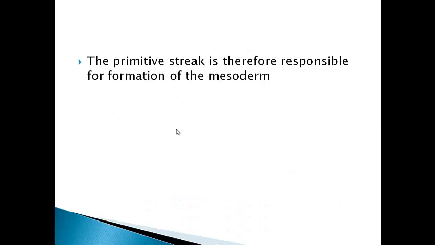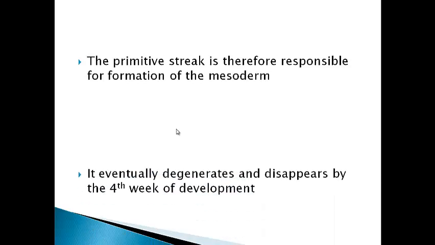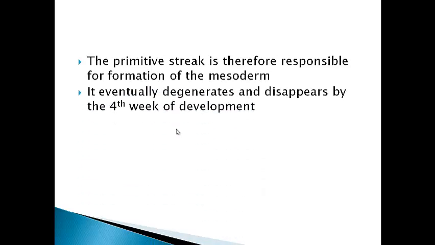So the primitive streak is therefore responsible for the formation of the mesoderm. And eventually the primitive streak degenerates and disappears by the 4th week of development. So please make sure you know the time span where the primitive streak is present. It appears on day 15 or 16, or just around that time frame, and by the end of the 4th week of development, it has disappeared and degenerated.